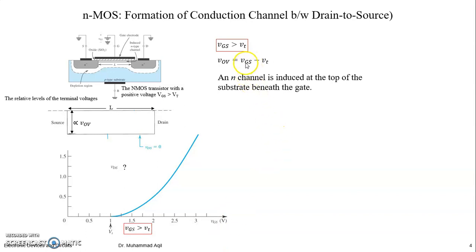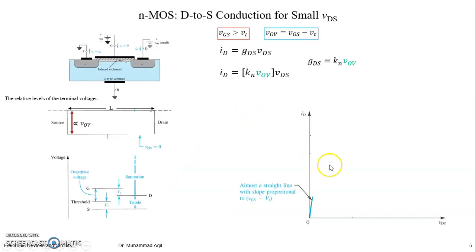So how much is VGS greater than VT? How much is VOV? The channel depth is directly proportional to that overdrive voltage, right? Now, if the channel is formed, I have applied a voltage VGS greater than VT. And for VGS greater than VT, how much greater? We have accounted for this parameter as VOV, right?